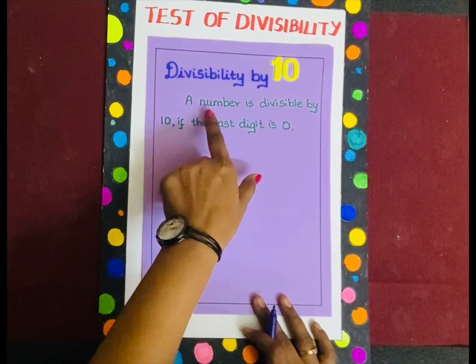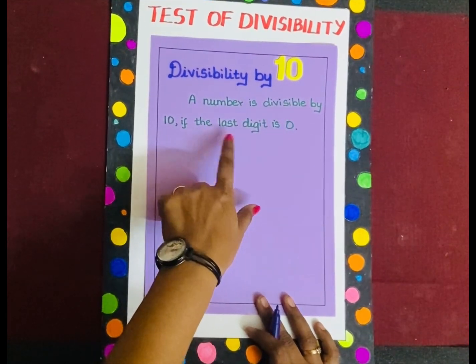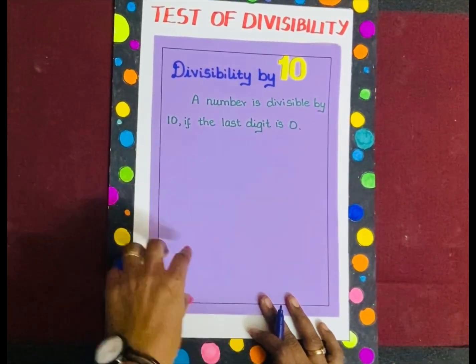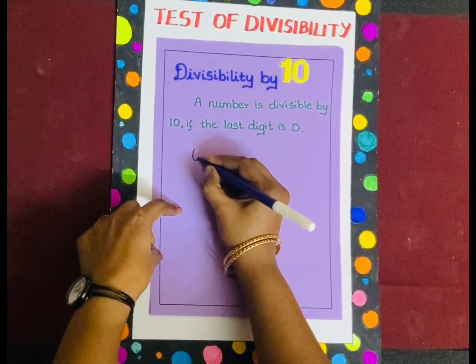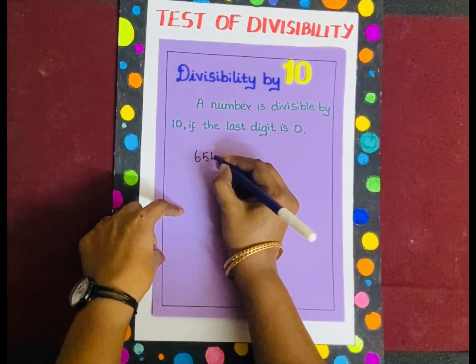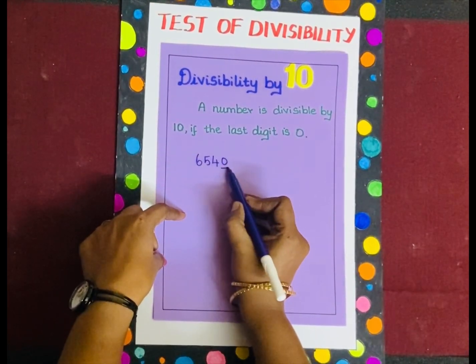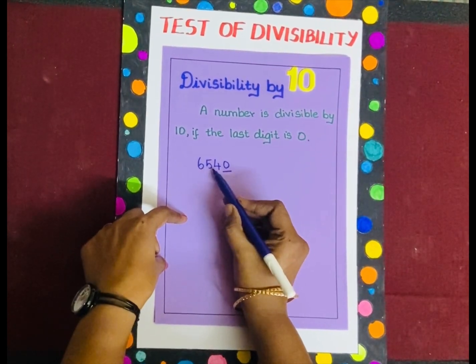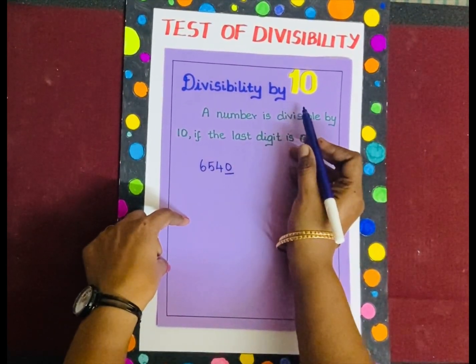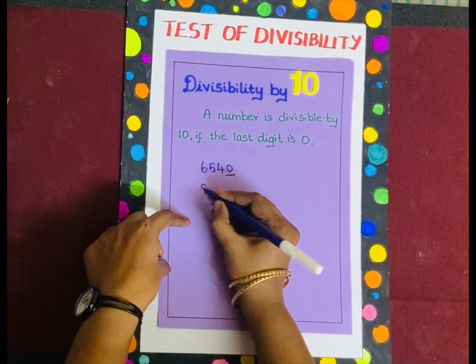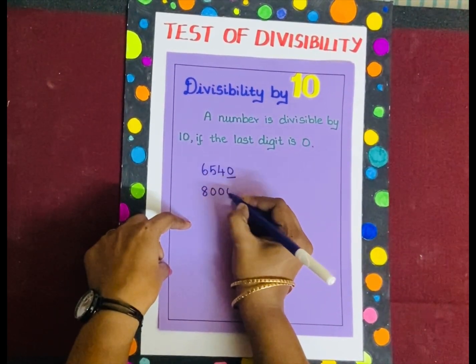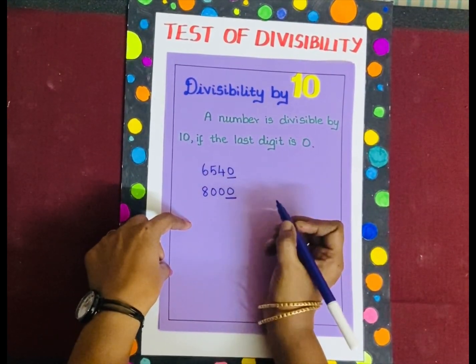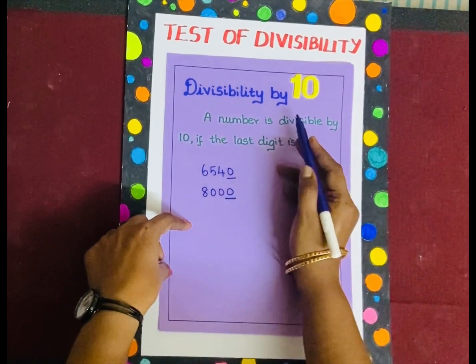Divisibility by 10. A number is divisible by 10 if the last digit is 0. For example, 6,540. See, the last digit is 0. So 6,540 is divisible by 10. 8,000. See, the last digit is 0. So 8,000 is divisible by 10.